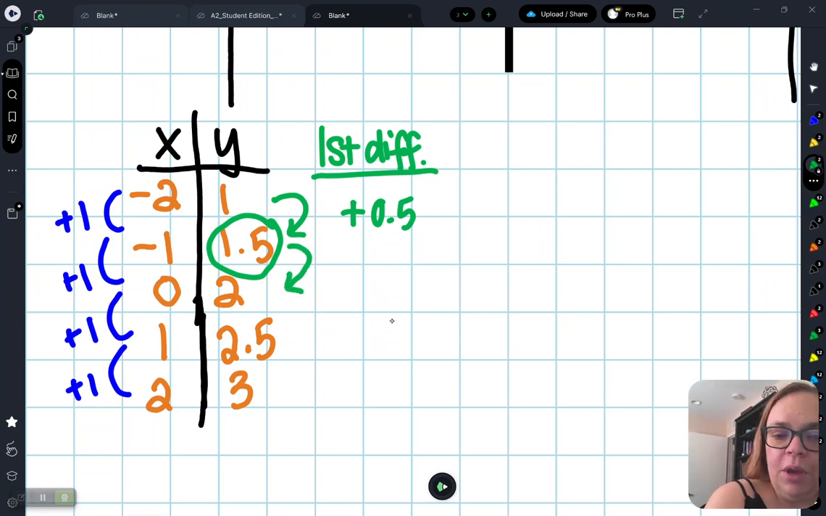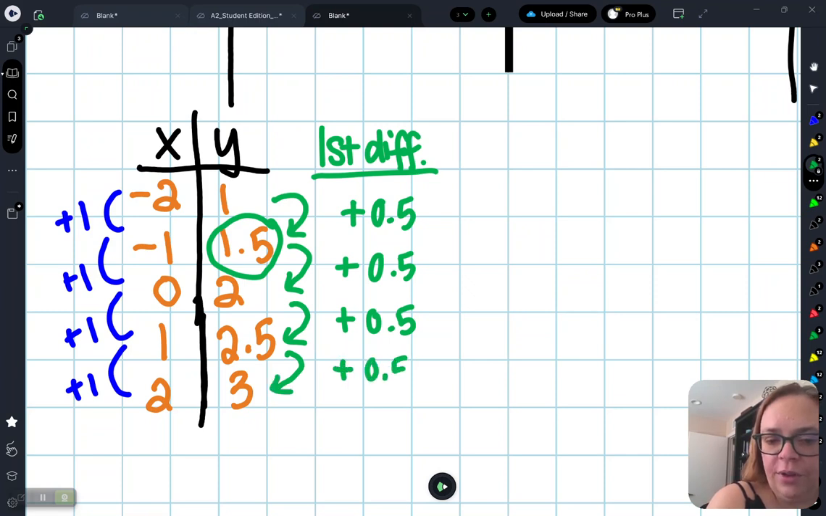Okay, I keep going down the list. 1.5 to 2, it increased by a half. 2 to 2.5, it increased by 1/2. 2.5 to 3, it increased by 1/2. See how they are the same number each time. These differences are constant, which means this is a linear function.